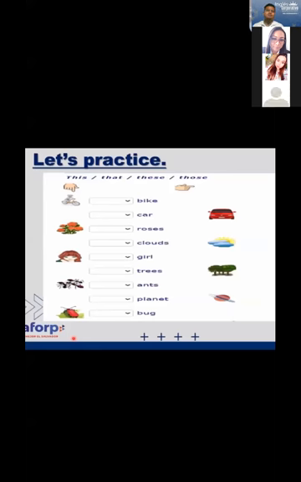What is that? This. This rose. Yes. These are roses. Roses. Yes. The next. What is?